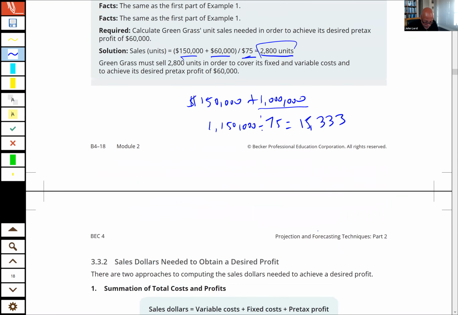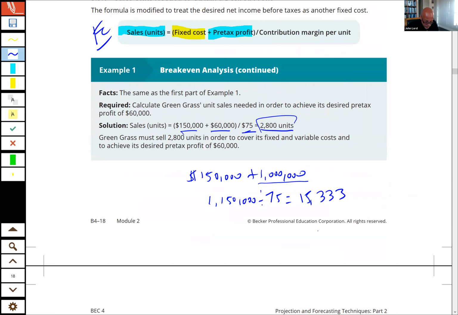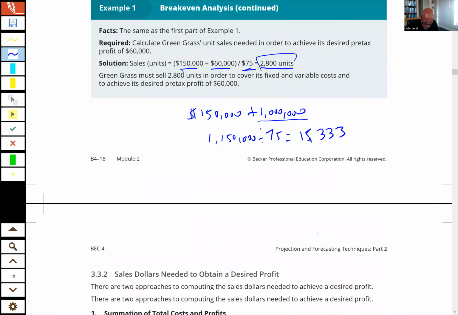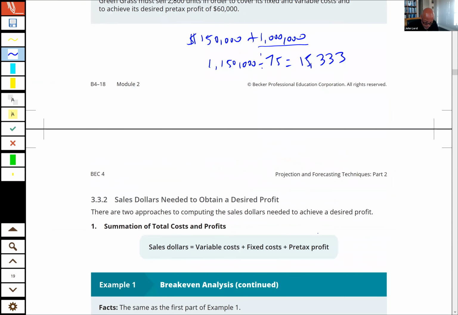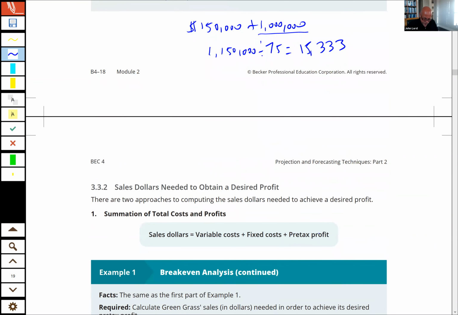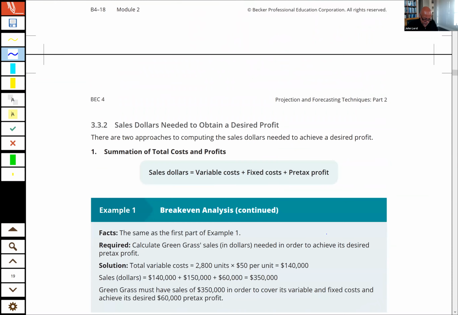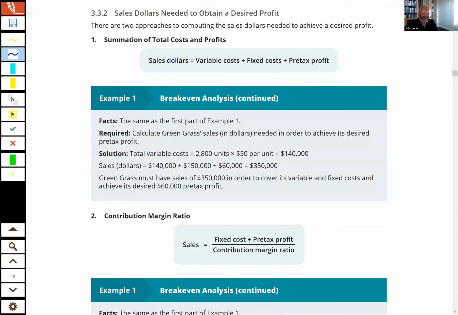Now, if you simply wanted that, what happened? Sales unit for contribution margin per unit. Oh, I see. Okay, I'm going to just go past that because that's stupid. Okay, let's come right here. Okay, what happens?